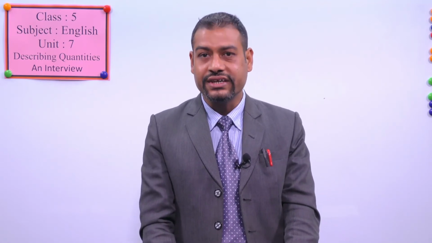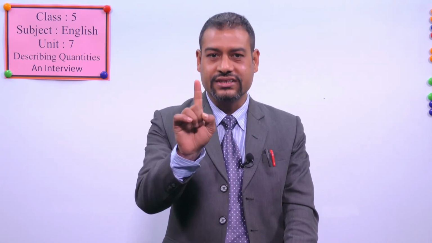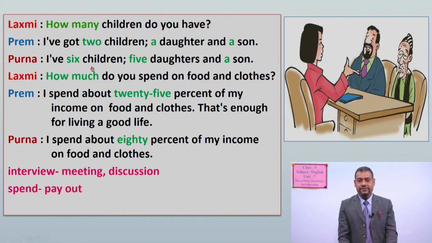For example, Prem says 2, or means 1 here, okay? That's why I have highlighted. Or means 1 daughter. Or son means 1 son, okay? See, here Purna says 6 children. And out of 6 children, 5 are daughters and 1 is son. Okay? So, in case of this how many, we can count the children here. And in case of this how much, we cannot count. That's why here is given 25%.